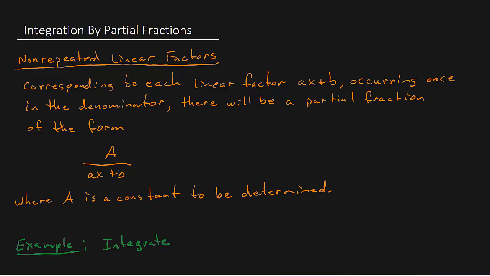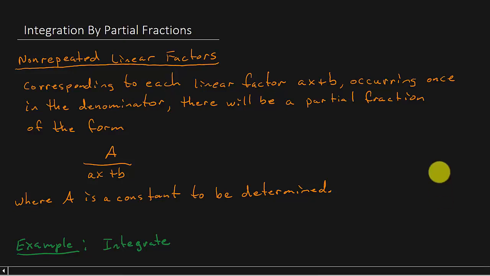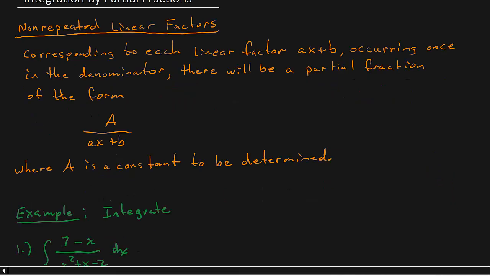Basically, we've got four different scenarios. We've got non-repeated linear factors, repeated linear factors, non-repeated quadratic factors, and repeated quadratic factors. The first one we're going to look at is non-repeated linear factors. We'll work some examples of that, then we'll go to the next one, work some examples, and so on. So let's see what we've got here.